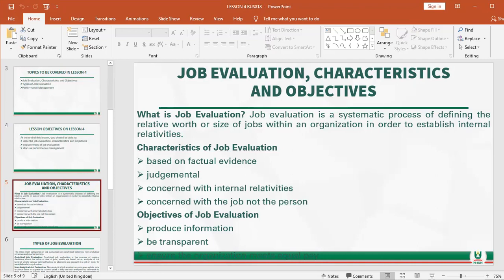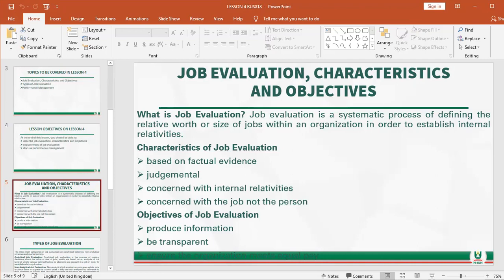So we also have characteristics of job evaluation. In our slides here and also in our course material, we have 4 basic characteristics of job evaluation. The first one we have here is that it is based on factual evidence.